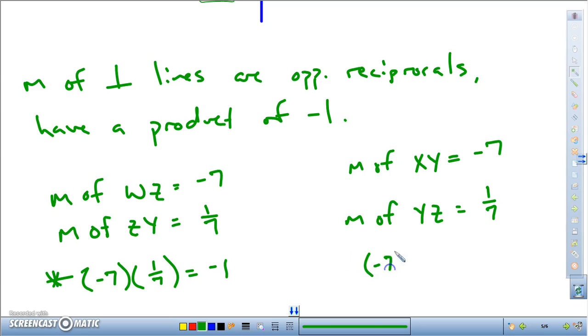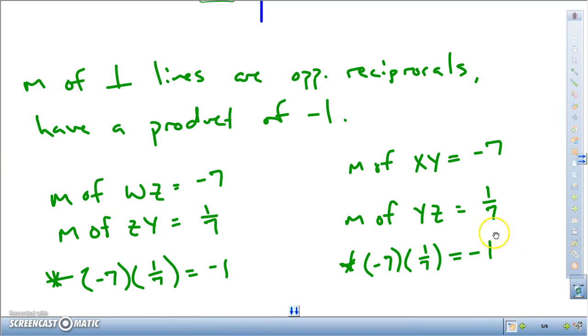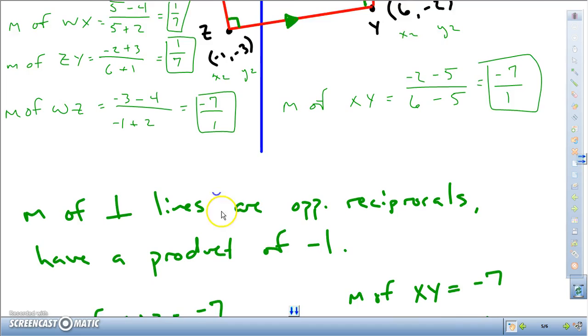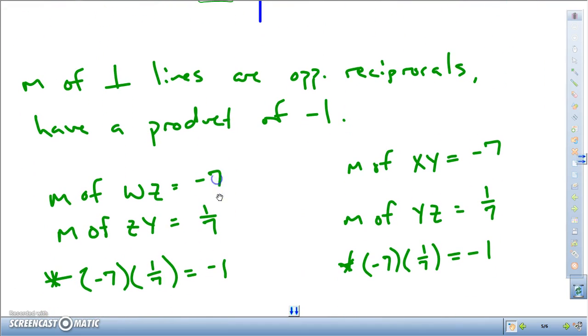And again, here I've got -7 times 1/7. So I get a product of -1. So I first proved that it was a parallelogram by finding the slopes of opposite sides to be the same. And then I found it to be a rectangle by proving that the slopes of consecutive sides were opposite reciprocals.